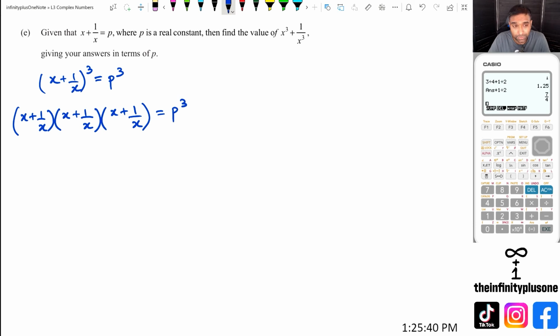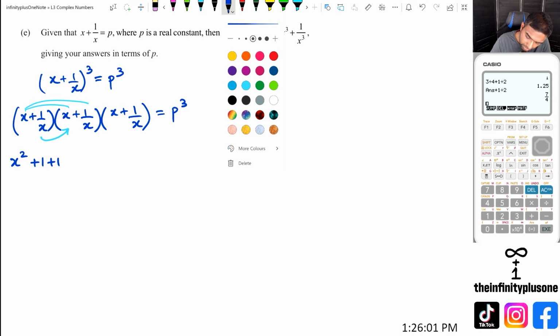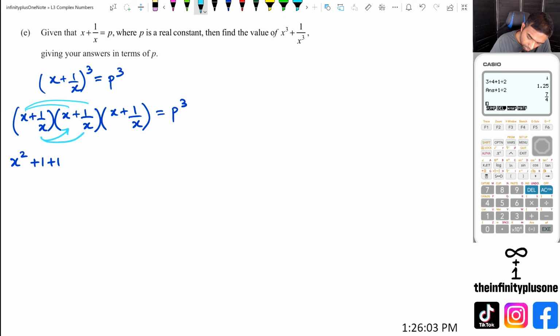So I've got to do FOIL first for the 2 brackets here. And when I do that, I'm going to get x squared. x times 1 over x is going to become just 1. Then 1 over x times 1 will become 1. And finally, I've got 1 over x times 1 over x, which is going to give me 1 over x squared. And this is still x plus 1 over x.